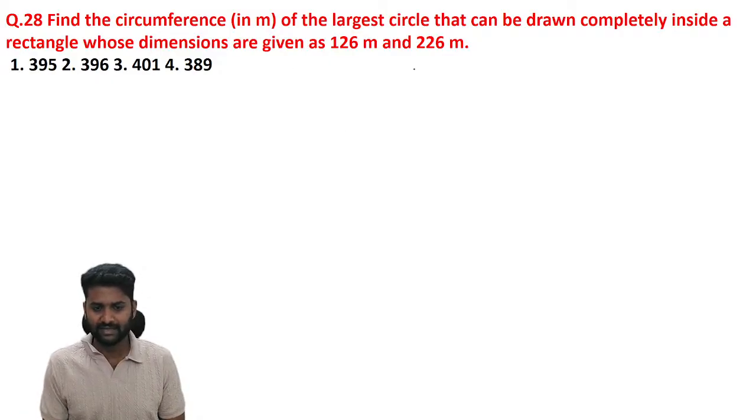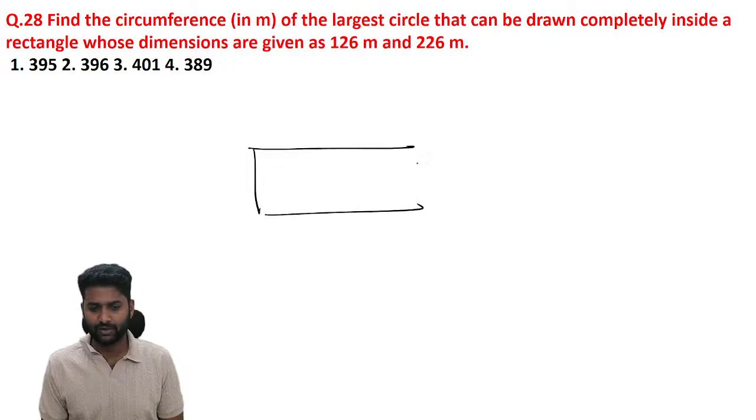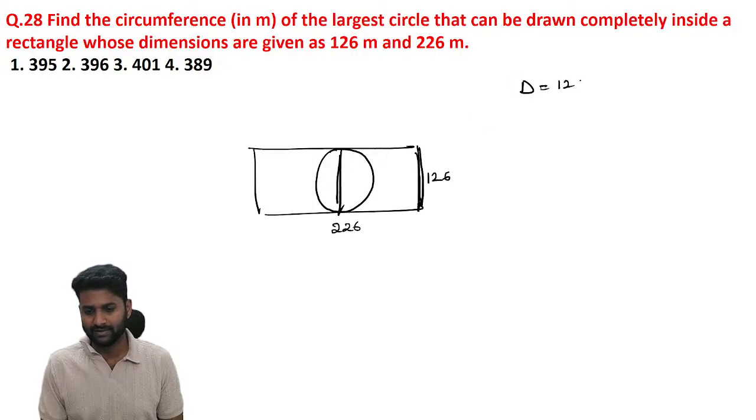Next, find the circumference of the largest circle that can be drawn completely inside the rectangle whose dimensions are 126 meters and 226 meters. Just draw the circle here, and the diameter is equal to the shortest length. If the diameter is equal to 126, then the radius is equal to 63. And we need to identify the circumference.